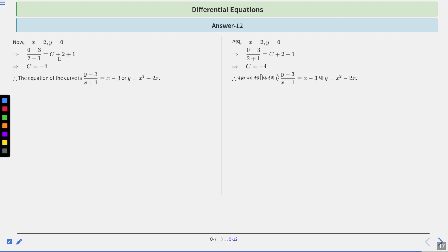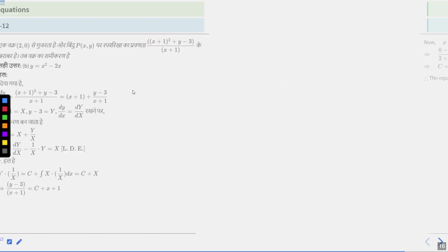And now at x equal to 2, y equal to 0. By putting the value of x equal to 2 and y equal to 0, you will get 0 minus 3 upon 2 plus 1 is equal to c plus 2 plus 1. Therefore, after solving this, you will get c is equal to minus 4, right? Therefore, the equation of the curve is y minus 3 upon x plus 1 is equal to x minus 3. Or after simplification of this equation, you will get y is equal to x square minus 2x will be the right equation. Got it?